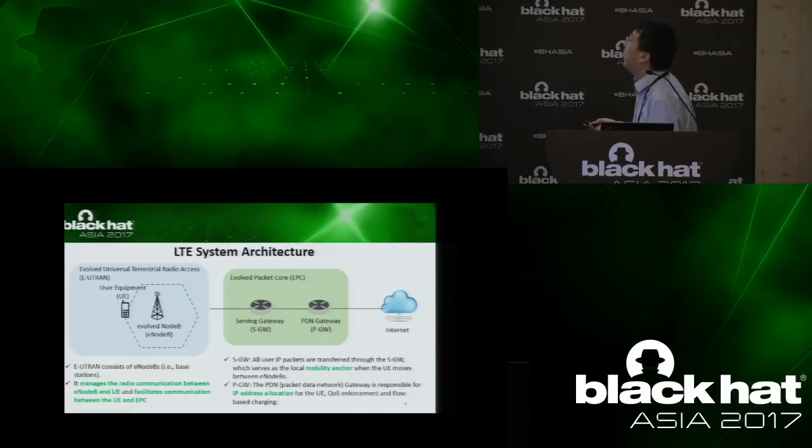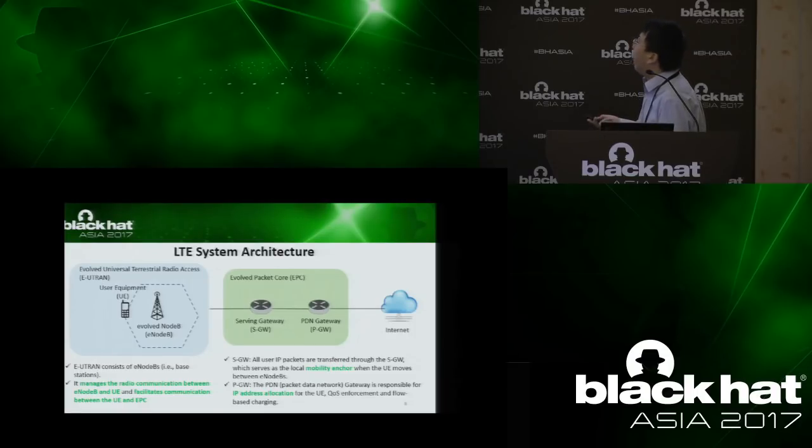The first one is called SGW, the serving gateway. It serves as a mobility anchor, which means if the mobile device transfers from one base station to the other, the communication still needs to be maintained. So basically this SGW does such things.